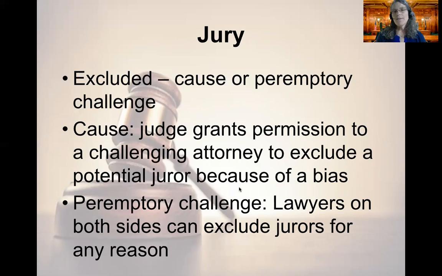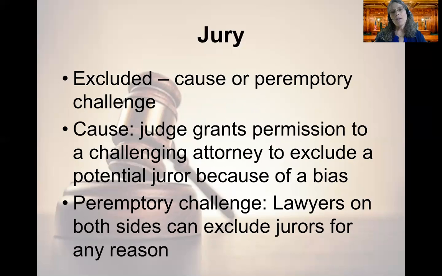This is also where attorneys are trying to determine whether they've got a cause or what we call a peremptory challenge. In other words, we're trying to find a reason to exclude a juror, because like I said, we don't want jurors who are going to be so biased that it's going to taint the process. So if an attorney raises a cause, then the judge can grant permission to the challenging attorney to exclude a potential juror because of that bias.